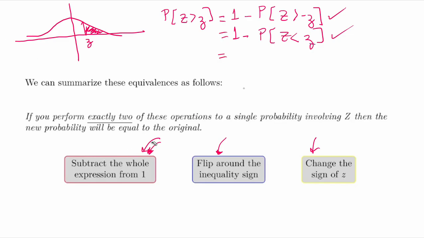You can choose 2 of them. If you choose 2 of them, you will end up with equal expressions. So for example, let's flip around the inequality. If this is greater than, I will flip it to less than, and I can change the sign of z. Okay? This one we also saw is valid because you can find the area that is symmetric and calculate the area under that part.